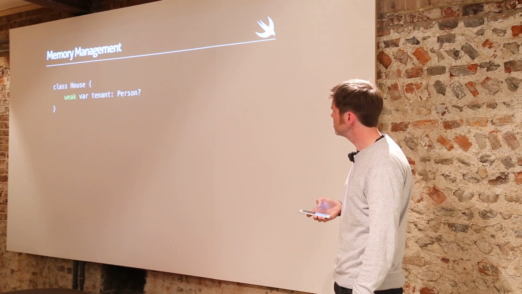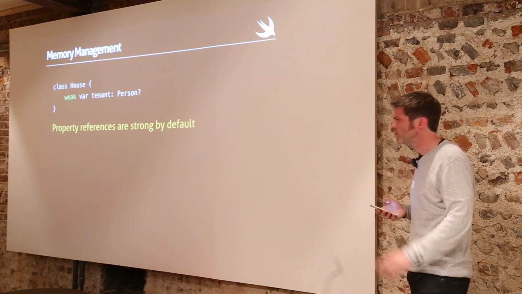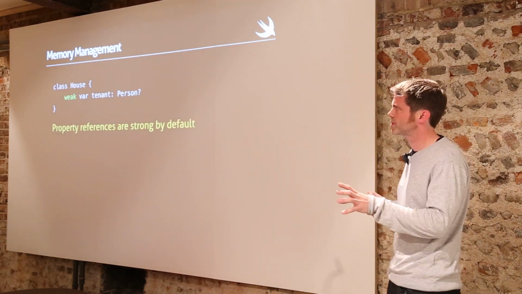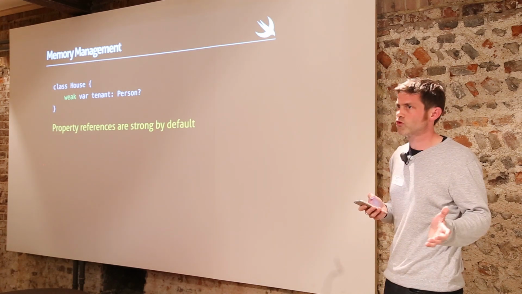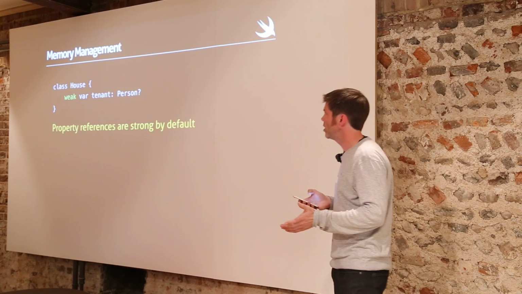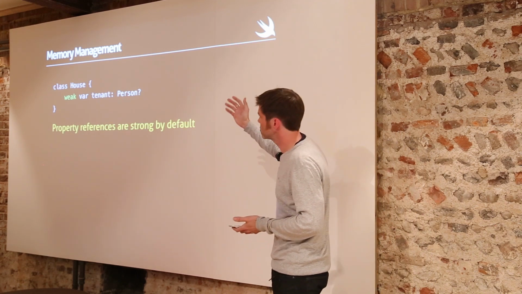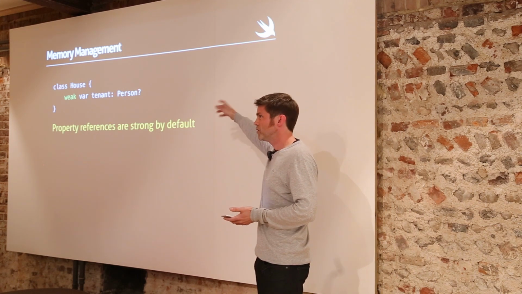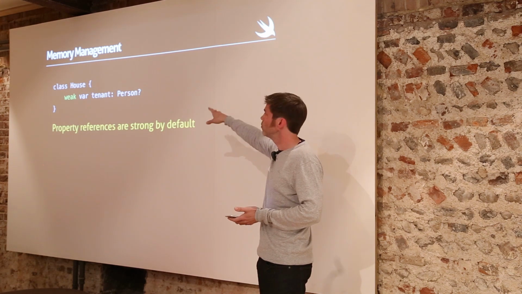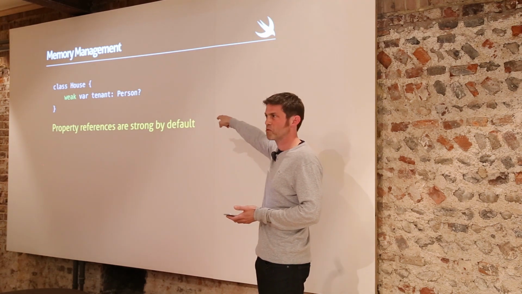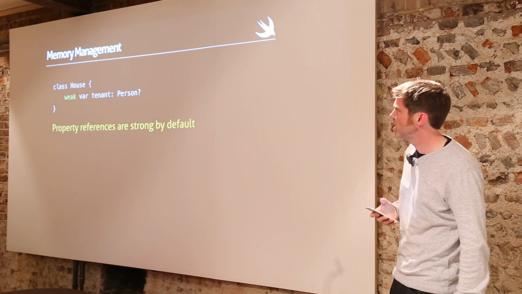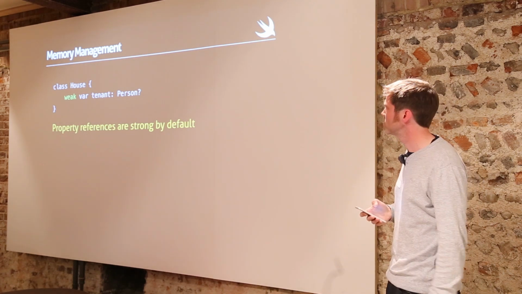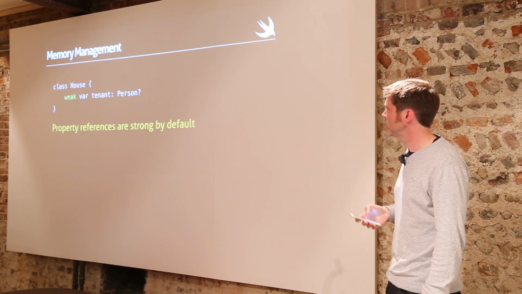Touching on memory management, I think I mentioned, but maybe I didn't, by default, properties when they're declared are strong references. In the example of a house class, if the tenant goes away, you don't want the house class to keep a reference to the tenant, so you can simply use the weak keyword, which hopefully looks familiar compared with Objective-C, because it's very similar.